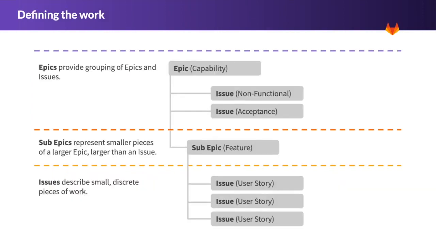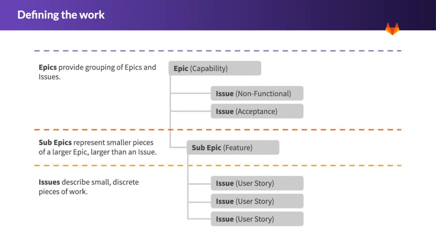Epics represent a strategic initiative or a large effort that your team is working through. They allow for groupings of other epics and issues, and they enable management of a portfolio of initiatives, capabilities, and features efficiently. Epics exist across subgroups, sharing a common parent group as well as projects and milestones.